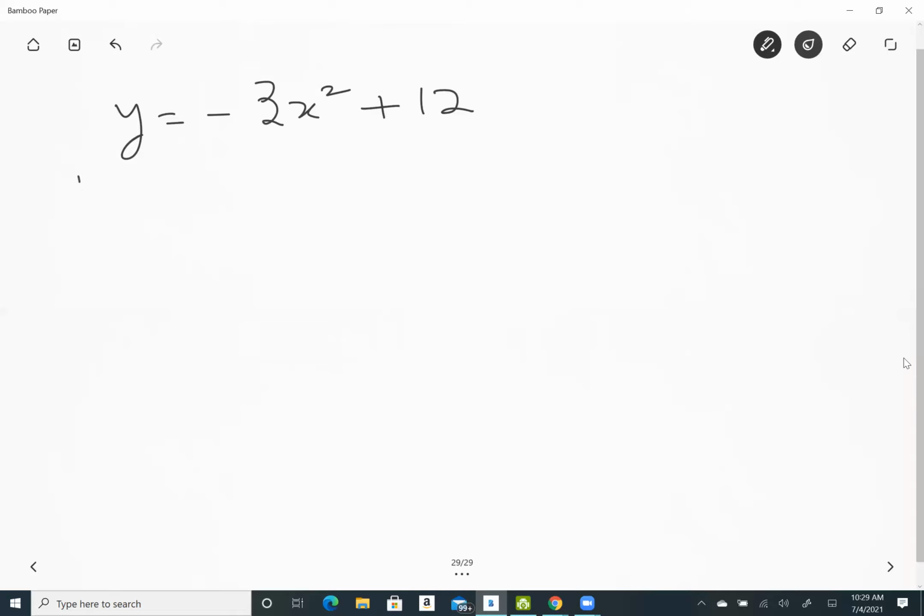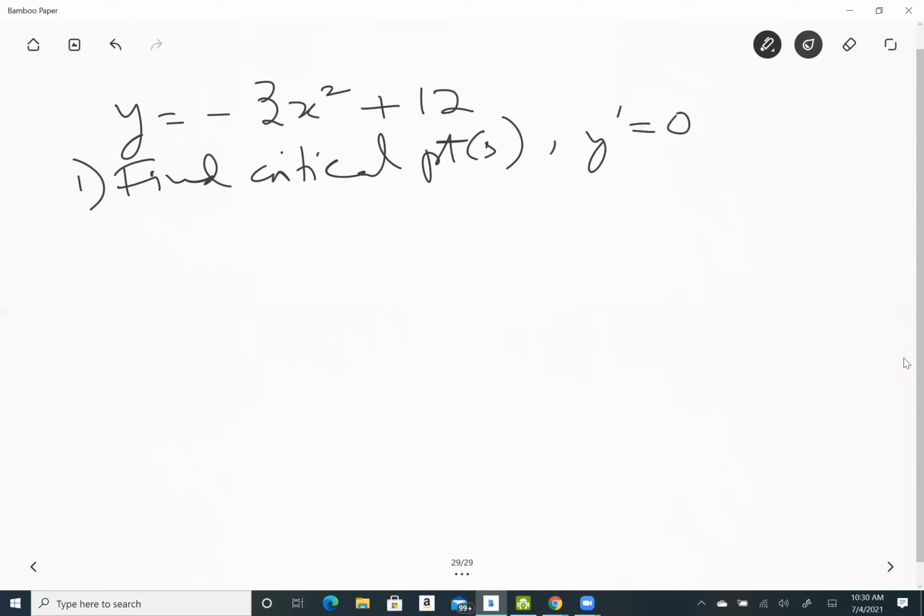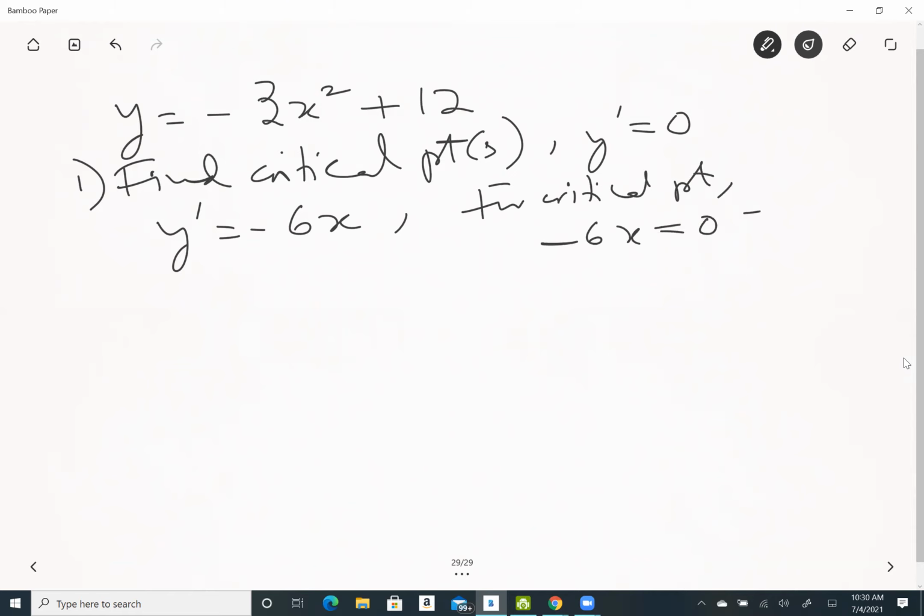So number one, you need to find the critical point. Critical point or points, because it can be more than one. That means y prime is equal to 0. So you get y prime is equal to negative 6x. And then for the critical point, you set the negative 6x equal to 0. That means x equal to 0.